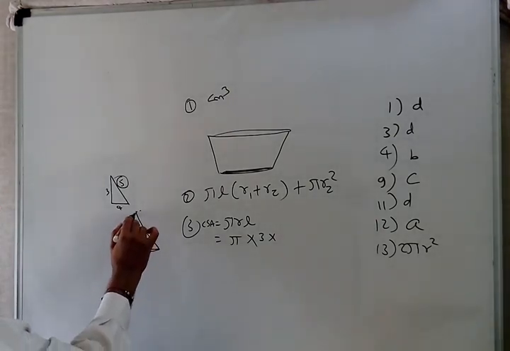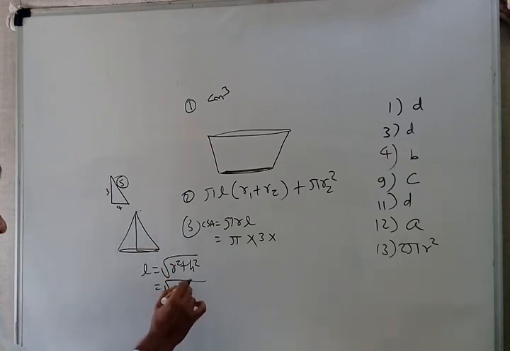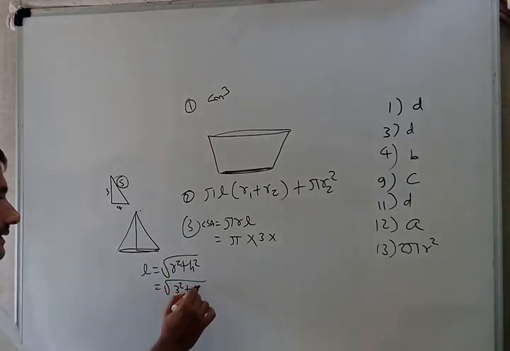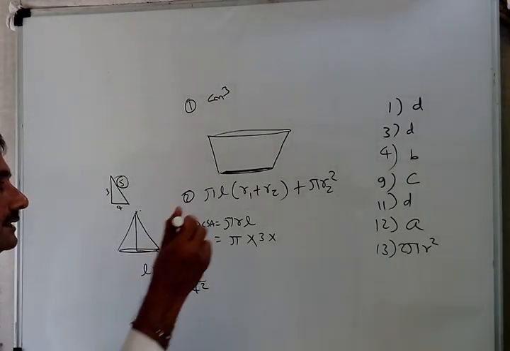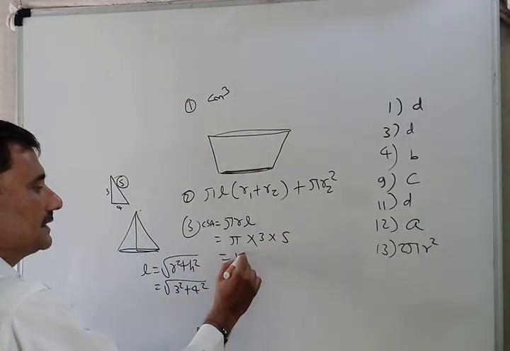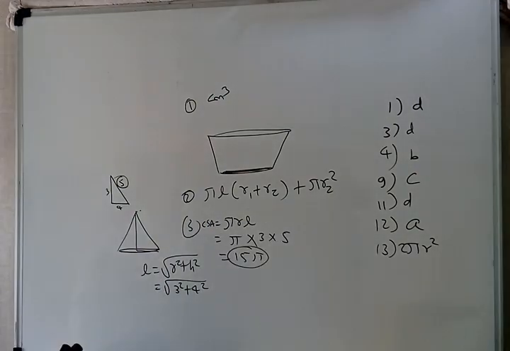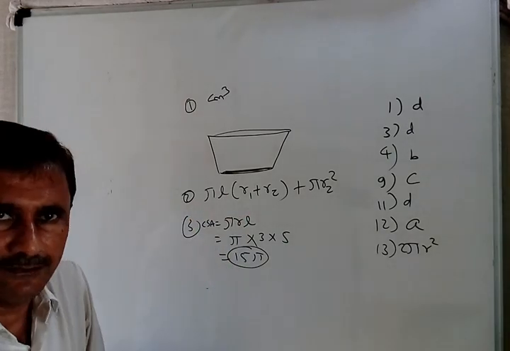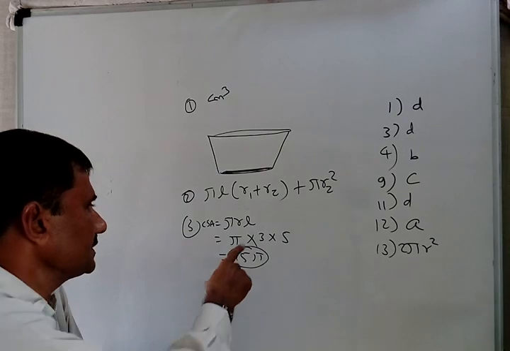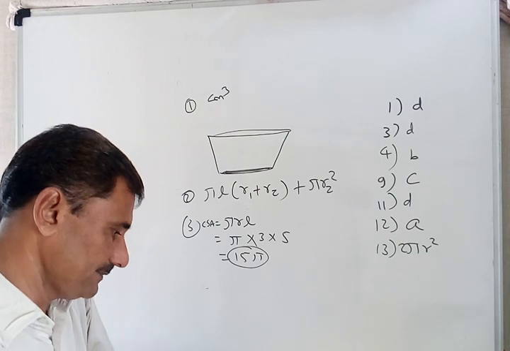You know this: L is equal to the square root of R square plus H square. So 3 square plus 4 square, 9 plus 16, 25. The root of 25 is 5, so place 5 here. So 15 pi is the answer. I just found L extra, otherwise it is very simple. Many students make a mistake here and just place 4. L is not the height, it is the slant height, which is not given.